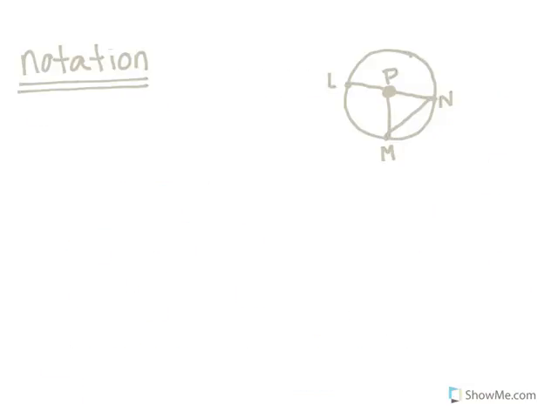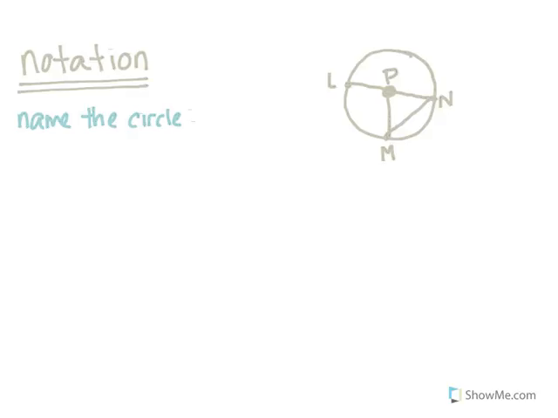So what we're going to do next is talk about the notation for these particular words. If you have to name the circle or name a chord or name a diameter, how exactly are you supposed to do that? So in this particular picture, we do have a circle. The center is P. We have 3 points on the outside of the circle, L, M, and N, and we are going to name certain things and make sure that we know the notation for them as well.